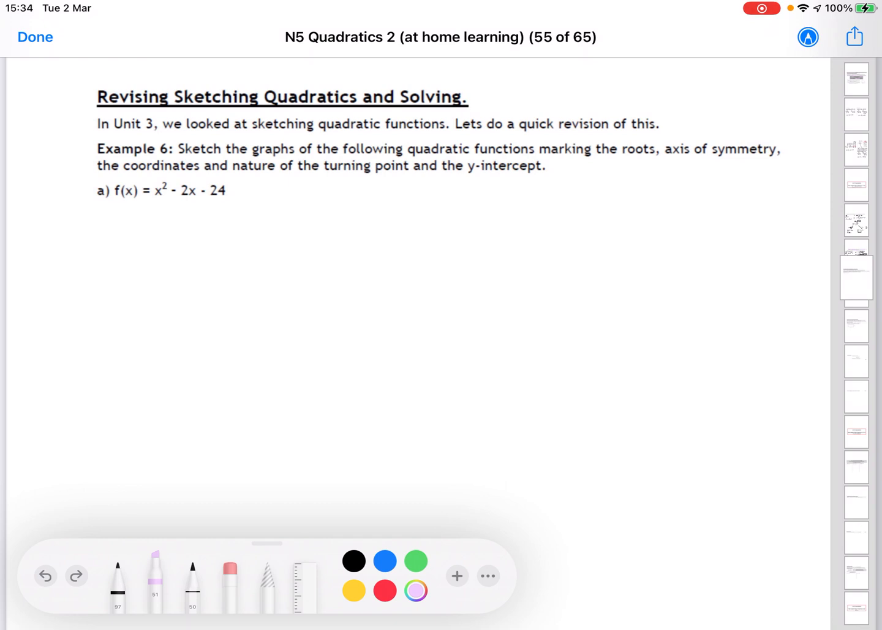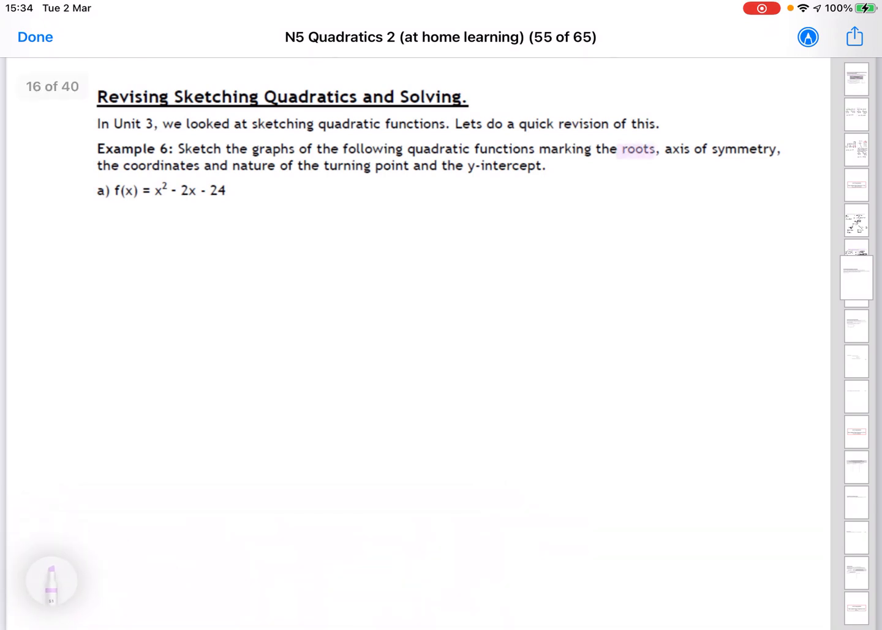So we did do this in Unit 3. So we're going to do a couple of examples of how to sketch out a graph. So here we have example 6, sketch the graphs of the following quadratic functions, and we're being asked to mark various points on here. So we're being asked to mark onto your diagram the roots, the axis of symmetry, the coordinate and the nature of your turning point and your y-intercept. So all of those pieces of information will give you headers for your work. So pieces of working that you need to do will fall under these headings, okay?